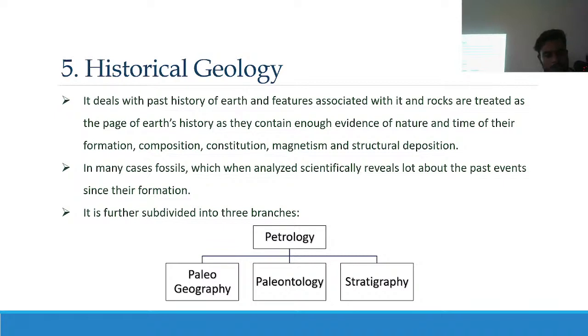It is further subdivided into three branches: paleogeography, paleontology, and stratigraphy.